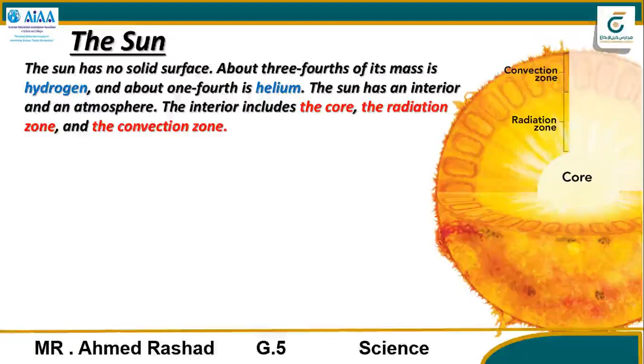So what is the Sun made of? About 3/4 of the mass of the Sun is made up of hydrogen. Hydrogen is a chemical element with the symbol H. And about 1/4 is helium. So the Sun is made up of hydrogen and helium.